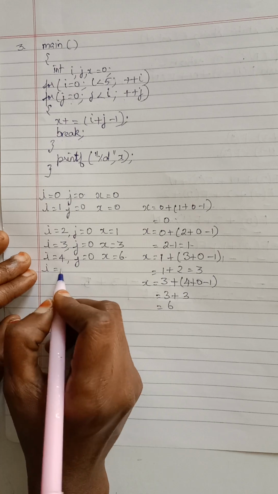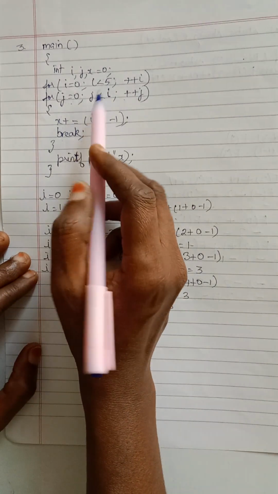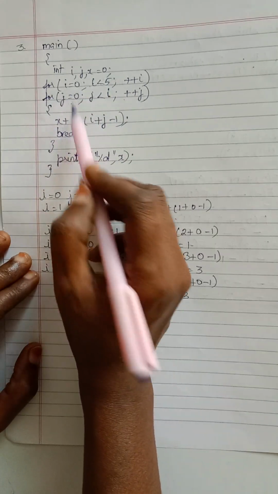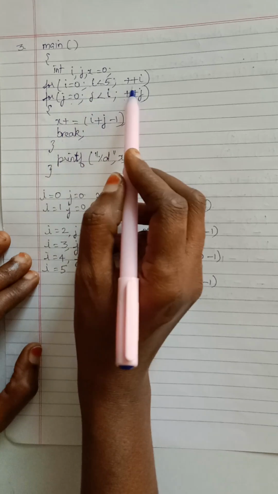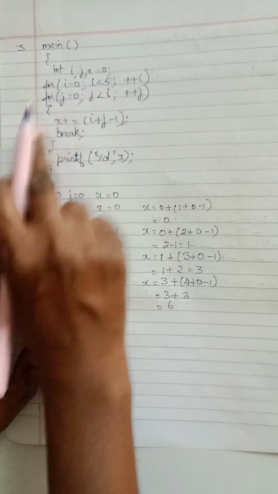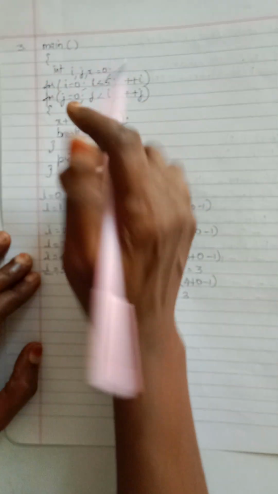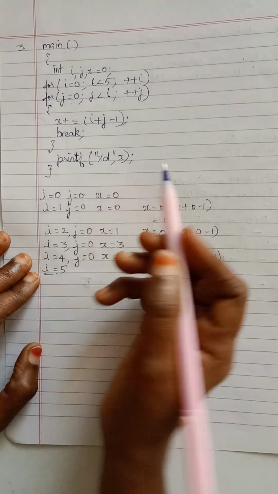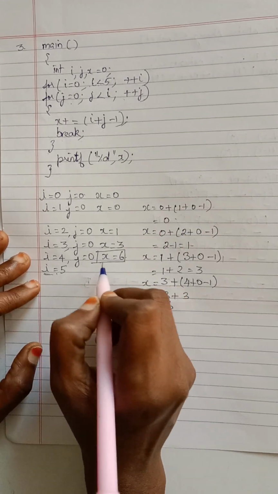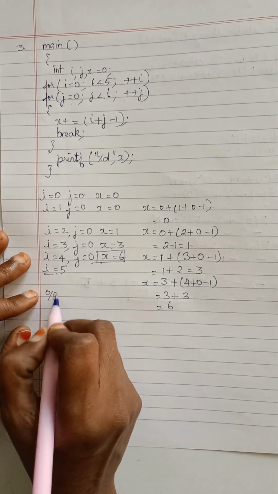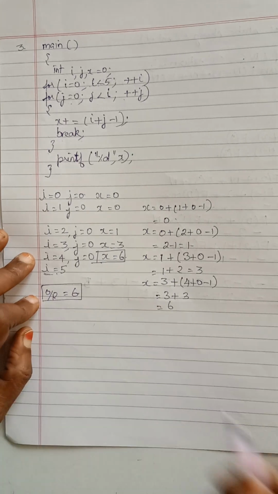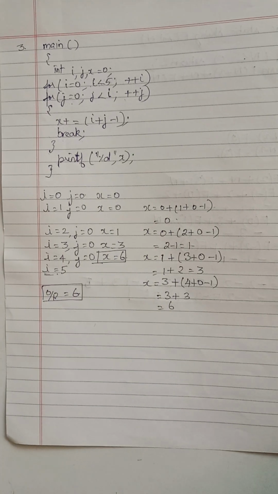Now in the next iteration i becomes 5. But here you see that i should be less than 5 to execute within this loop. Now i has become 5, so it will not execute, and we come out of this for loop. Then it will print the value of x. So what is the last value of x we found? The last value of x is equal to 6. So the final output of this problem is 6. That's the answer. Okay, so next problem.